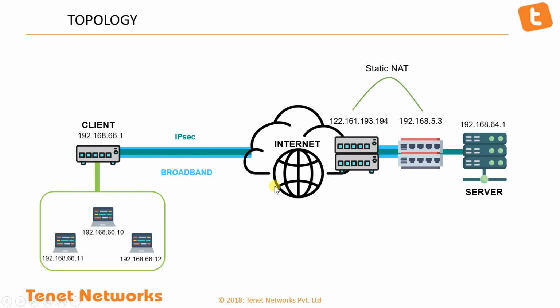Moving on to our topology, we'll see that we have our client on the left and we have our server on the right. As you can see, we have a local IP address of 64 on the server and a LAN IP address of 66.1. Both the sites are connected with one broadband connection to the internet. So the client has one broadband connection connecting it to the internet, and so does the server. The public static IP the server is using is this, and it's NATed to a local IP of this 5.3.